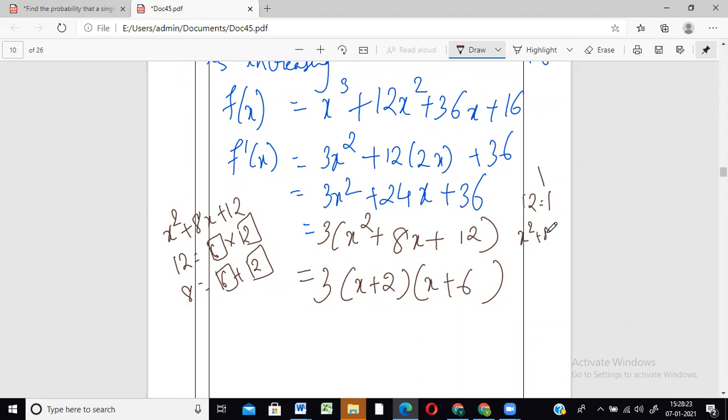Suppose you have x squared plus 8x plus 12, how will you factorize this? x squared plus 6x plus 2x plus 12. Then I've taken x common: x into (x plus 6) plus 2 into (x plus 6). So you have (x plus 6) into (x plus 2). That is what I have written over here.